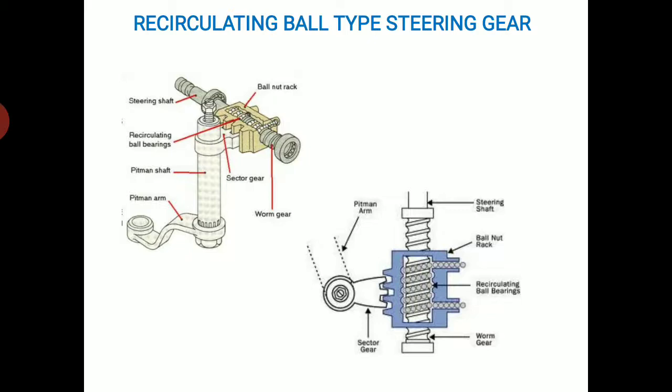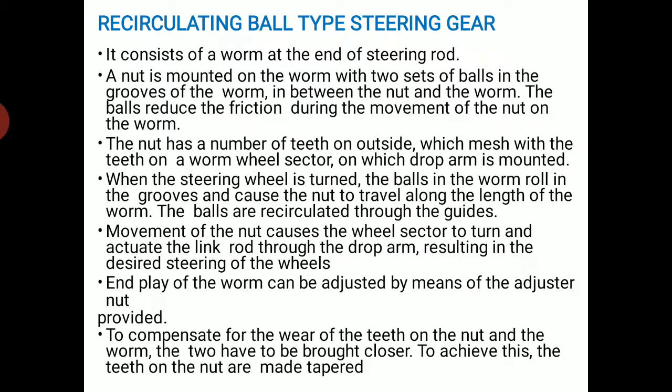In this steering system, the nut rides on the worm, and the balls roll in the grooves and make the nut travel along the length of the worm. These two sets of balls are recirculated through the guides as the nut rides on the worm. Its motion drives the wheel sector and hence the link rod, and thus steers the wheel. This is about the recirculating ball type steering gear.